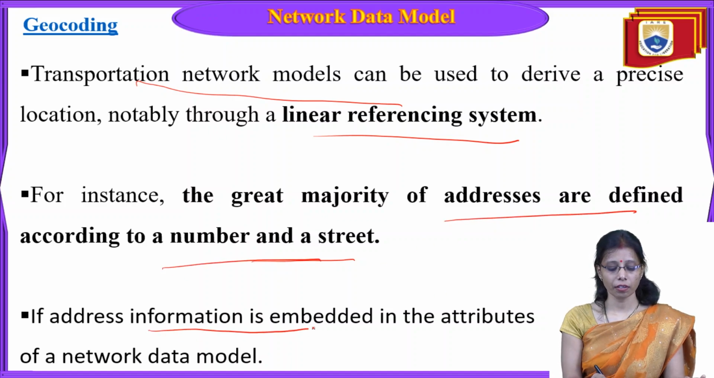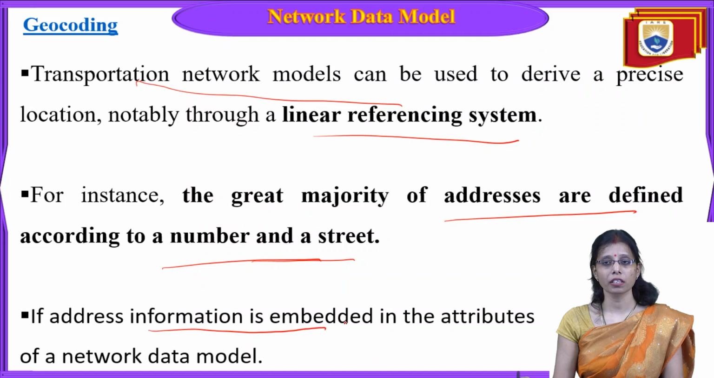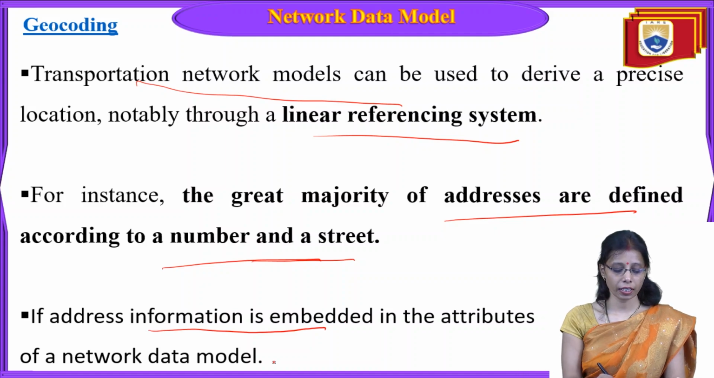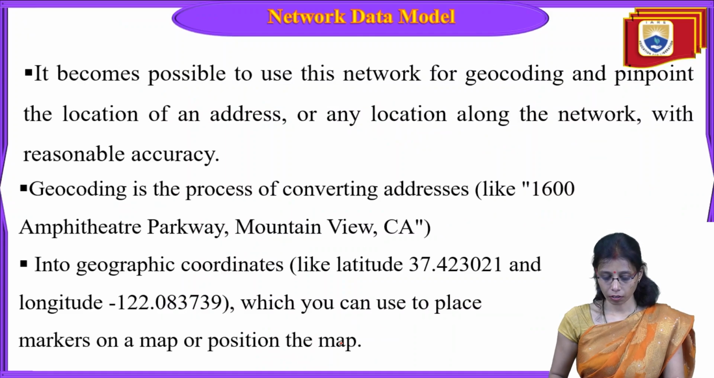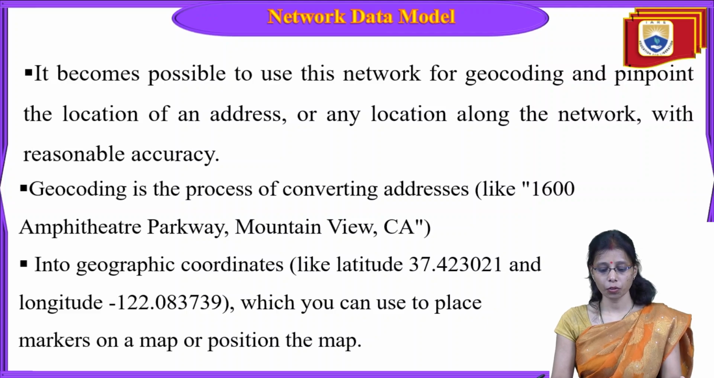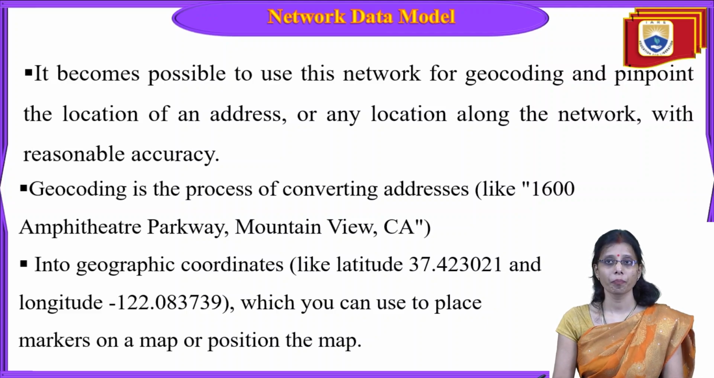If address information is embedded in the attributes of a network data model, then it becomes possible to use this network for geocoding and to pinpoint the location of an address or any location along the network with reasonable accuracy.